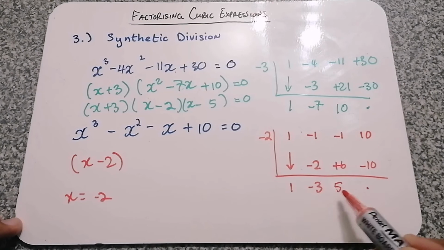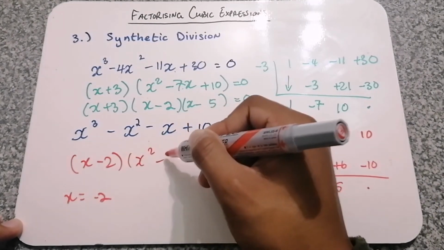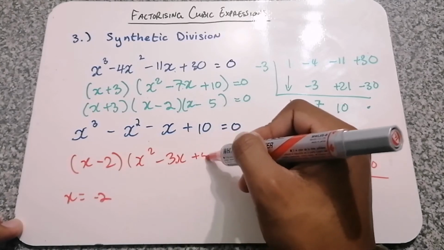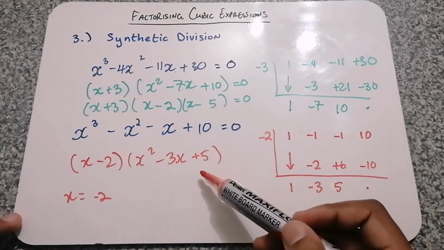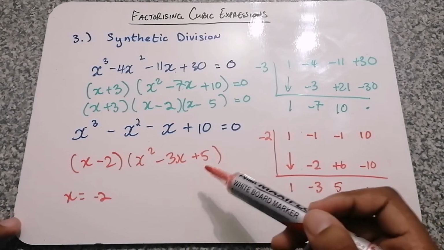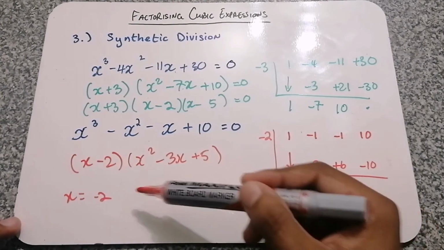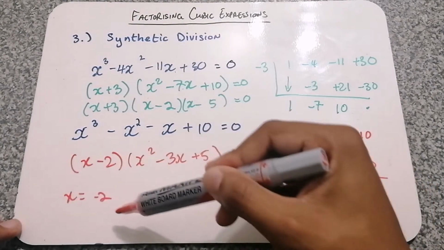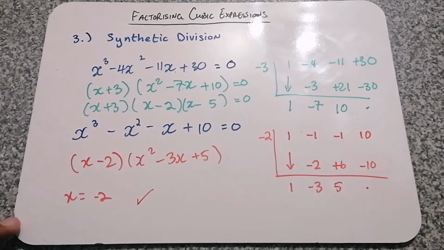These numbers here are the coefficients for the trinomial. So that is x squared minus 3x plus 5. Cool. Now, this trinomial can't be factorized. Also, if you make use of the quadratic formula, there are no solutions for x for this trinomial. So this is the only solution for the cubic expression.